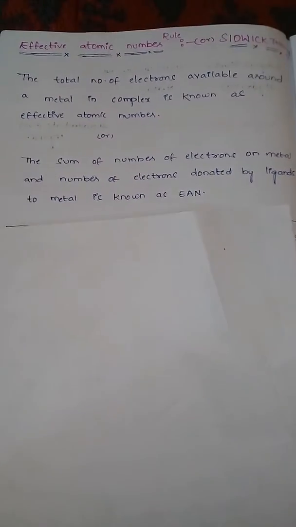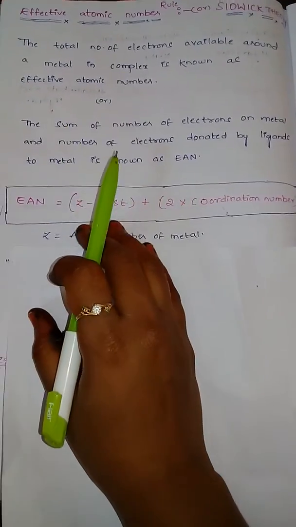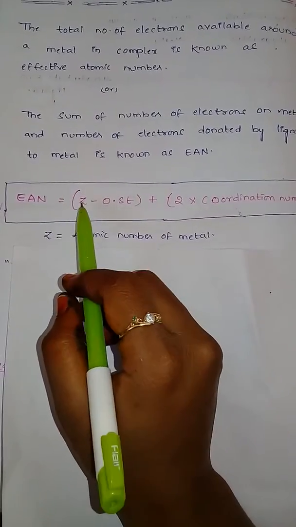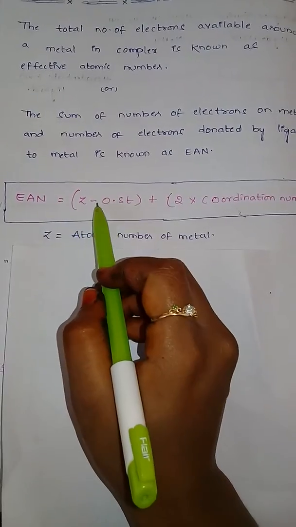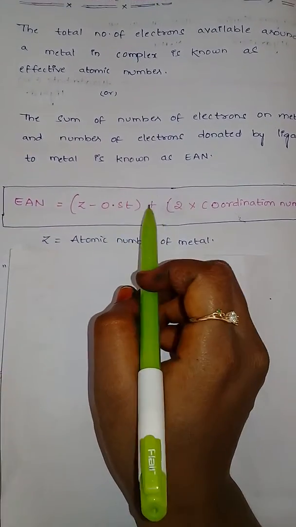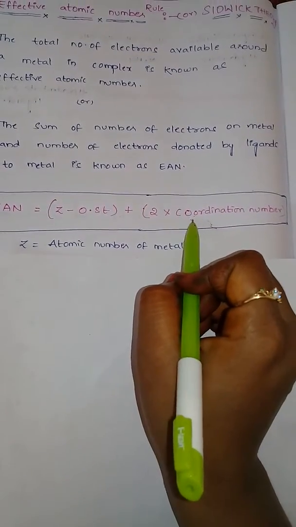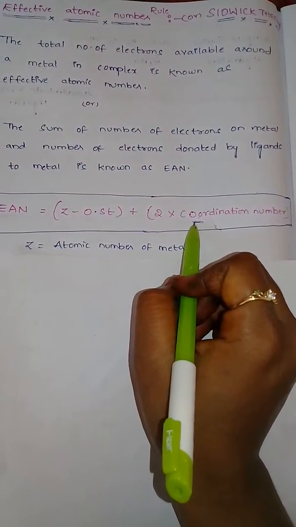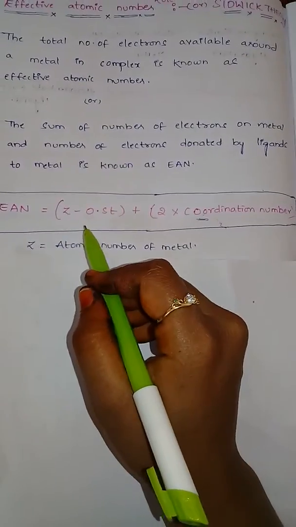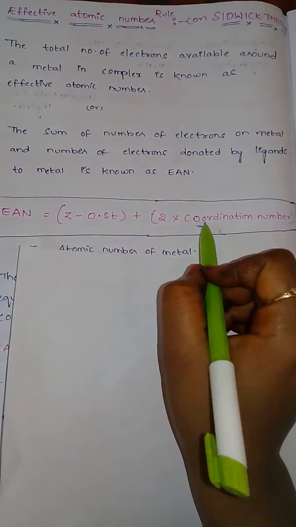And the formula to calculate the effective atomic number is: atomic number of the metal minus oxidation state plus 2 into coordination number. Coordination number means the number of ligands attached to the metal.